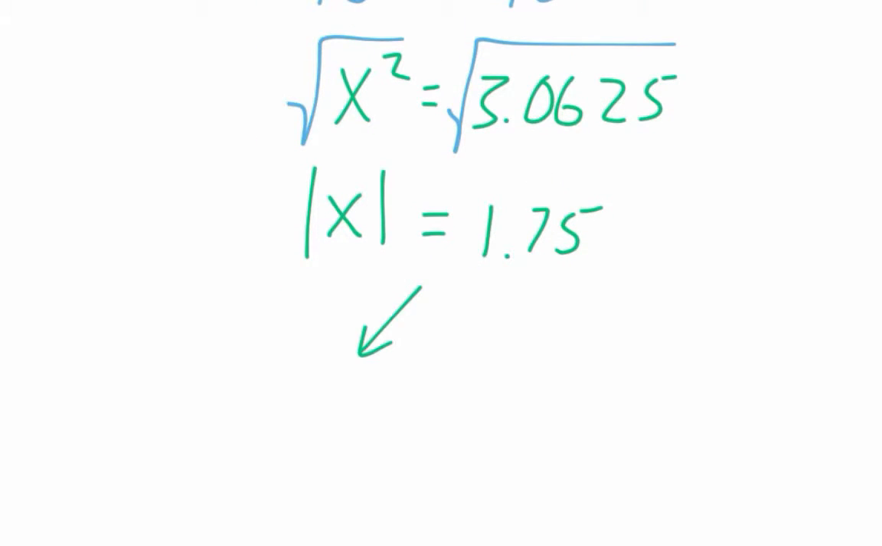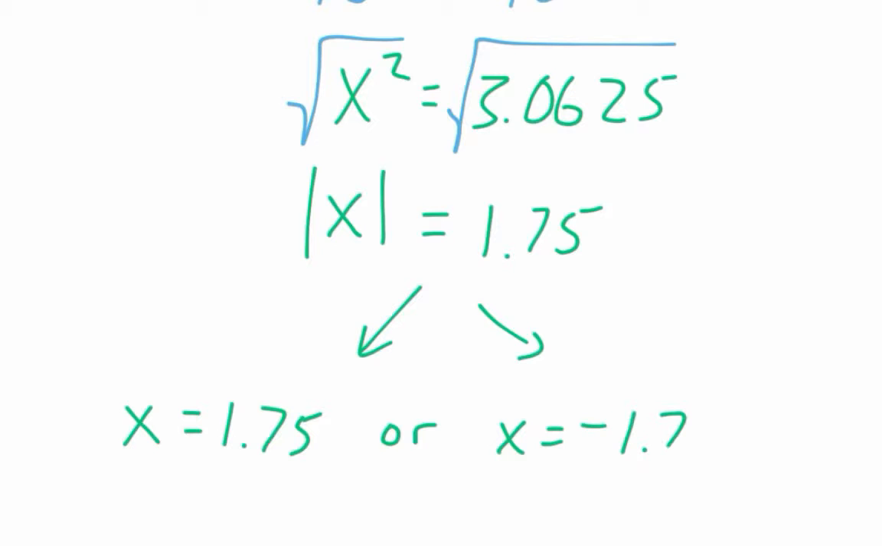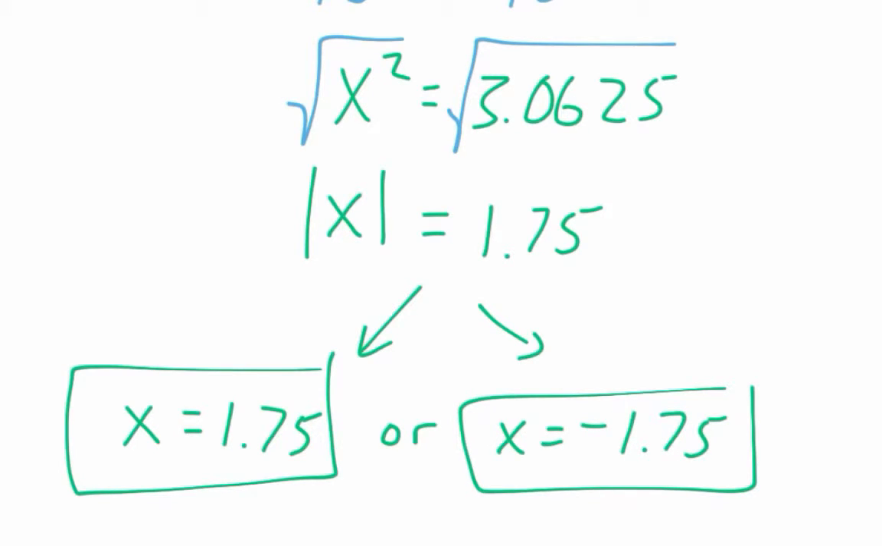So now my two different solutions are going to be x equals 1.75 or negative 1.75. So I have those two x-intercepts. My parabola crosses the x-axis in those two spots. Not bad, right, compared to what we were doing? I did not think it was easy.